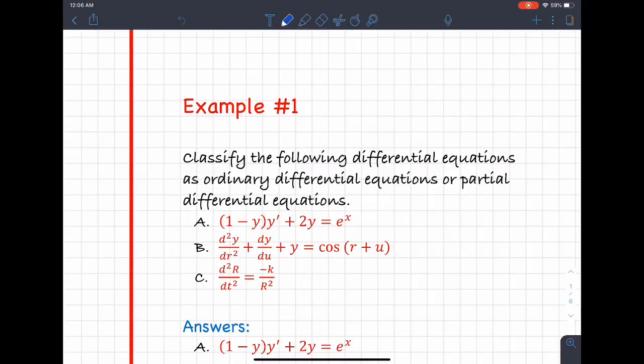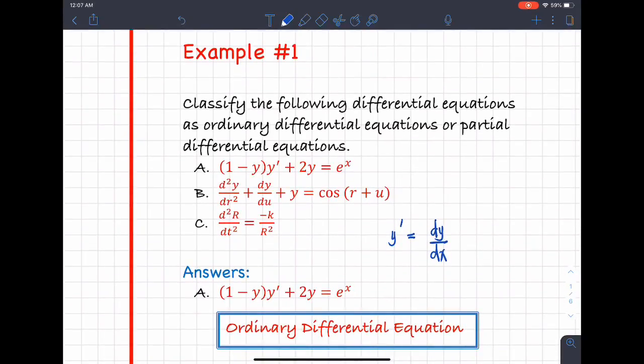So let's proceed with the first one. We have y prime plus y is equal to e raised to x. Remember that y prime is the same as dy over dx. And since there is no other derivative involved in example 1a, it only involves y prime. Therefore, we have only one dependent variable y and one independent variable x. So the classification of the differential equation is ordinary differential equation.